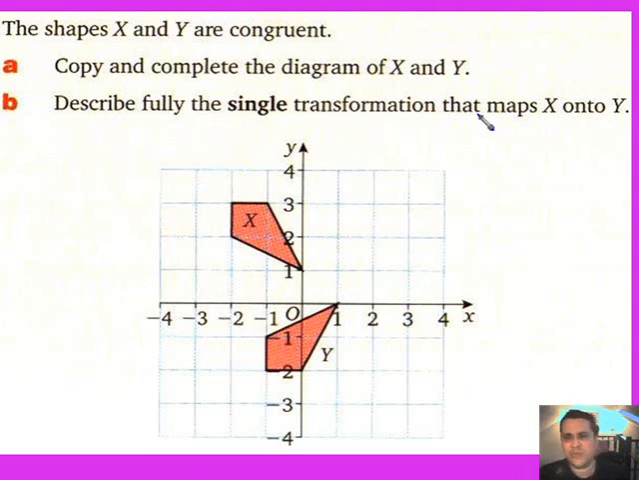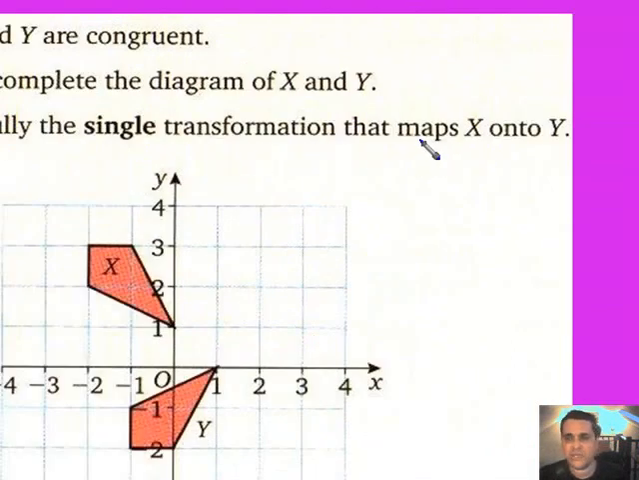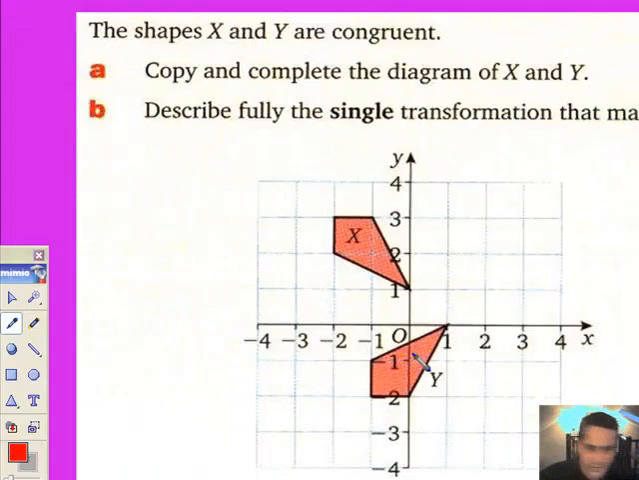Describe fully the single transformation that maps X onto Y. I like the wording, single transformation mapping X onto Y. Well, I'm going from X to Y. This has not really come out very well. Anyway, the Y is on the side there. I'm going from here to here. That's clearly a rotation of some sort. So that gets us a mark.